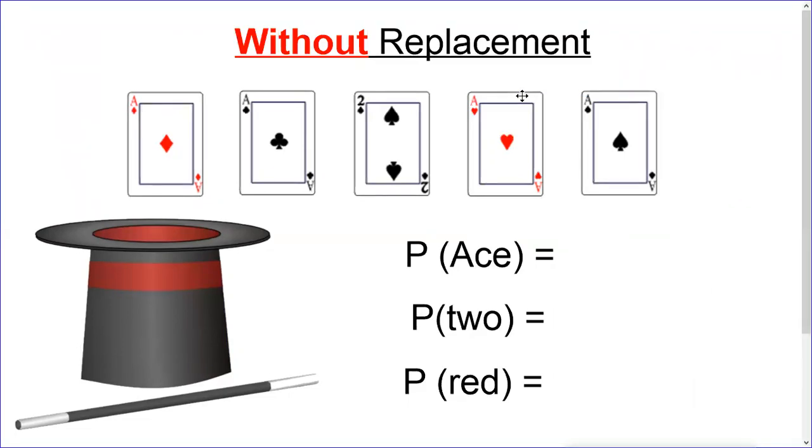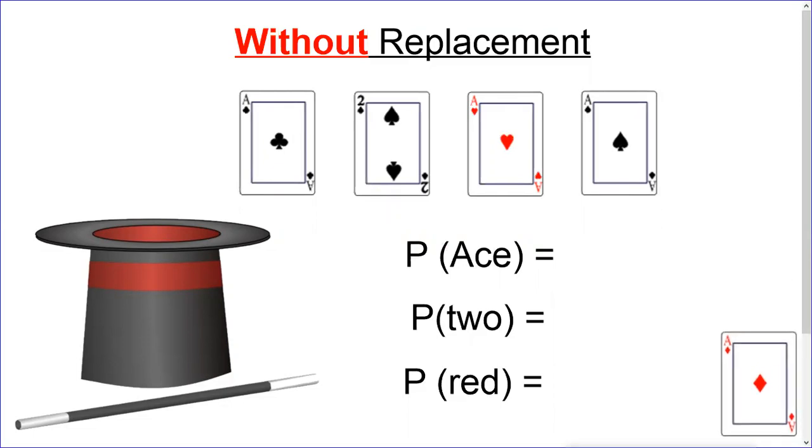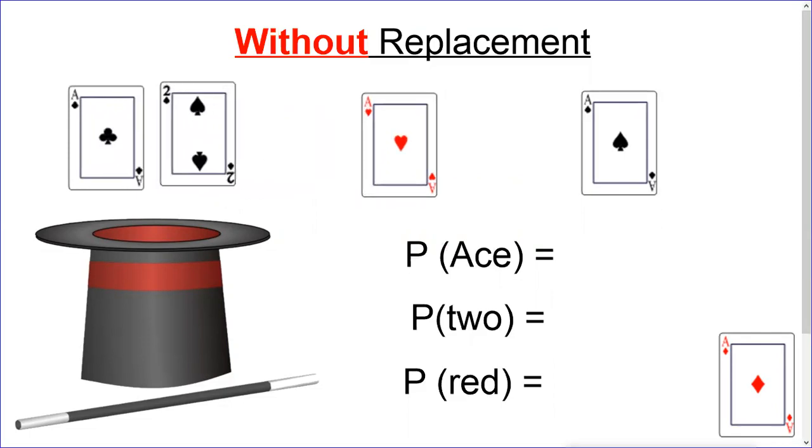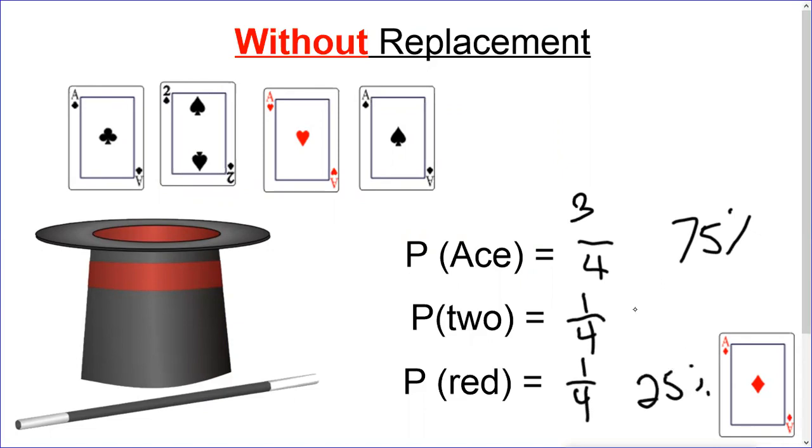Now, what would happen if you didn't put the card back? You didn't replace the card. Okay, let's say that you had all the cards in there and you pulled out the ace of diamonds. So now there's only 4 cards left in the hat. Now what is the probability of an ace? Well, now there's only 4 possible outcomes instead of 5, and there are 3 aces, so the probability would be 75%. The probability of a 2 would be 1 out of 4, and the probability of a red is also 1 out of 4. So these would both have an equal chance of 25%.